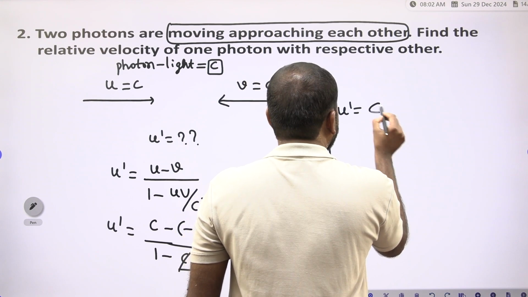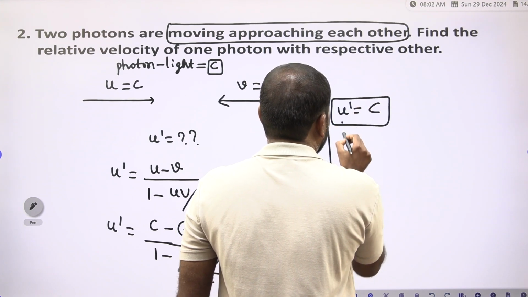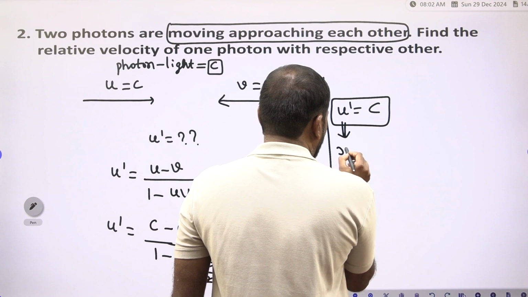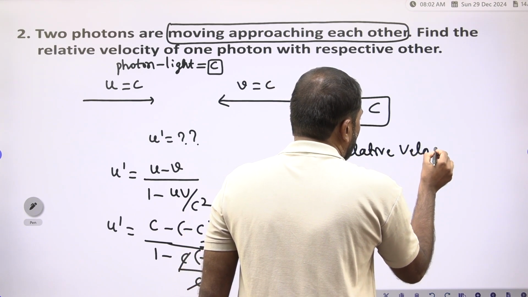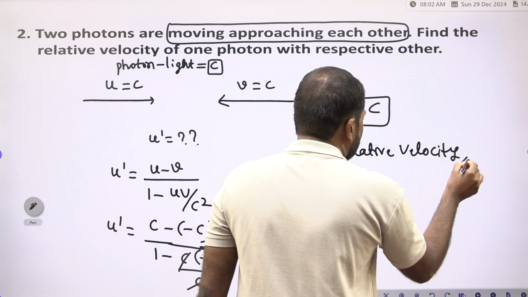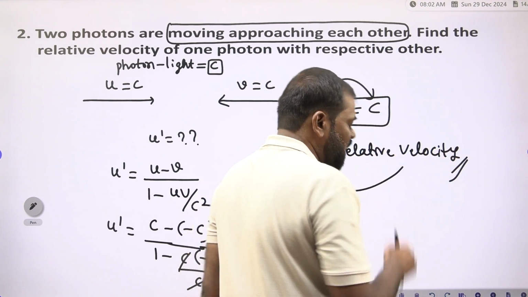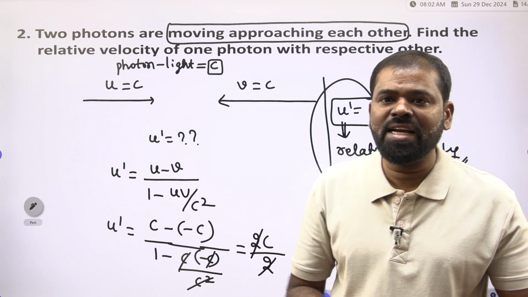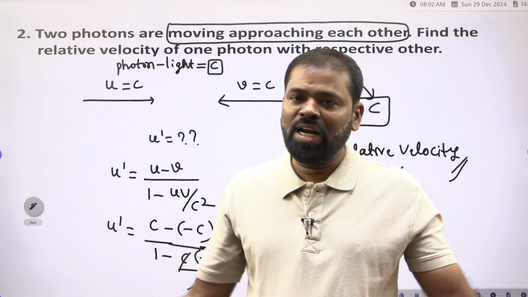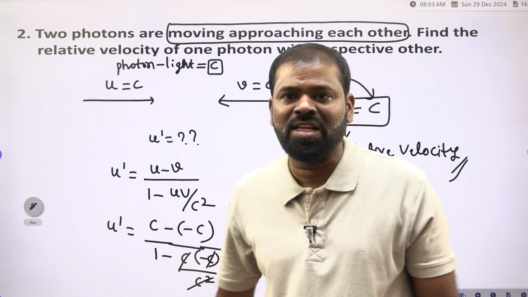which one are we getting? c. The relative velocity also belongs to the light velocity only. If a photon is moving with the light velocity, what will happen? The relative velocity also moves with the light velocity.